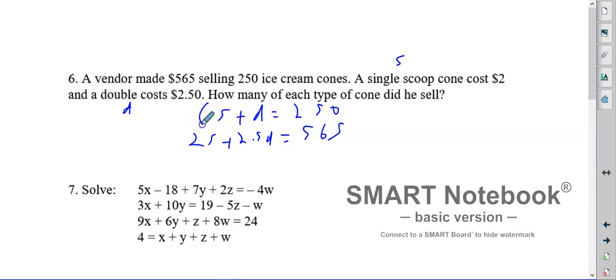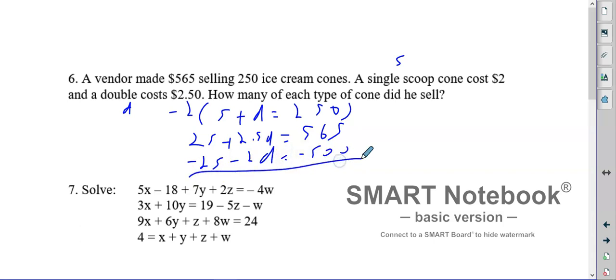So I'm going to multiply this by negative 2, which is going to give me negative 2S minus 2D equals negative 500. When I add those, my S's cancel. $2.50 minus $2 is 0.5 D equals 65. And when I divide 65 by 0.5, it's actually the same as multiplying by 2. Doubles is 130. If I subtract that from 250, singles is 120.